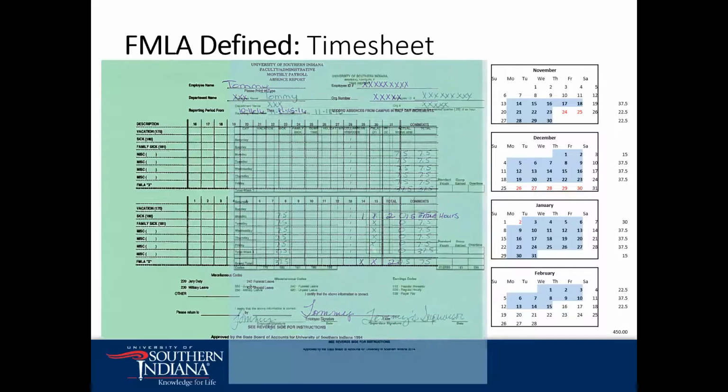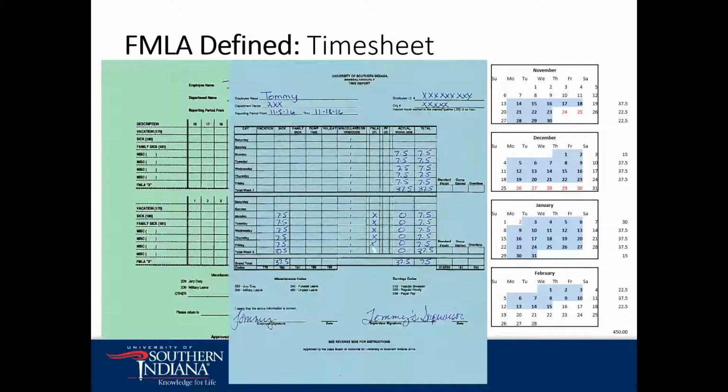So let's say Tommy is a non-exempt support staff. Those are the blue timesheets, and this is going to show you where Tommy has actually worked. The top portion of this timesheet shows his actual work, he worked 37.5 that week. The lower portion of that timesheet shows when his FMLA begins.